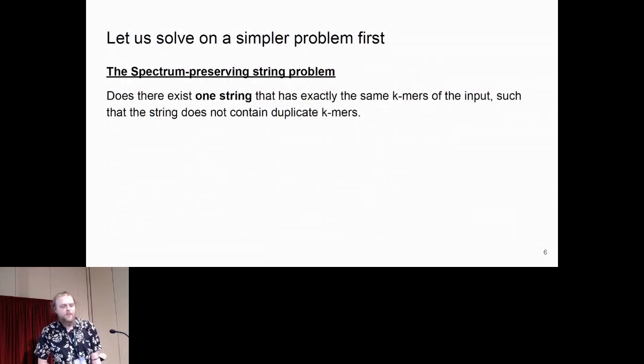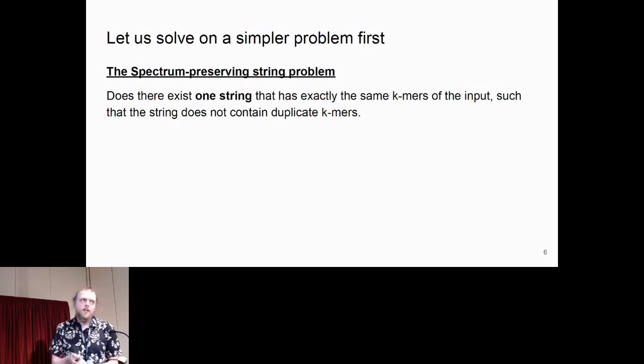I'll now describe how we do this. Let's do a warm-up problem first. Let's solve a simpler problem, which I call the spectrum preserving string problem. Here I ask whether there exists one string which has exactly the same K-mers as the input. So not a set of strings, just one string. Unfortunately, this corresponds to the Hamiltonian path problem in the de Bruijn graph, which is also NP-hard.